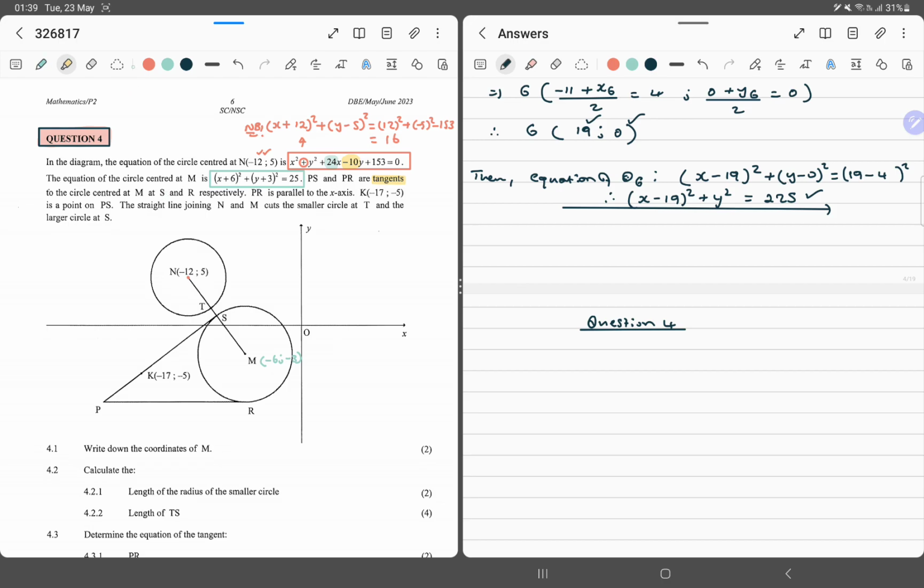Now once we are given points of tangency, what is the story? We know that the tangent is always perpendicular to the radius.